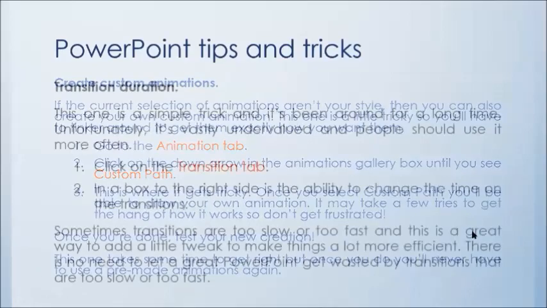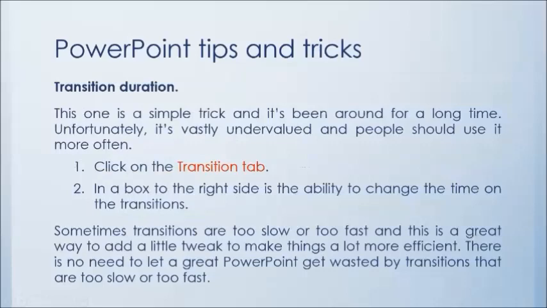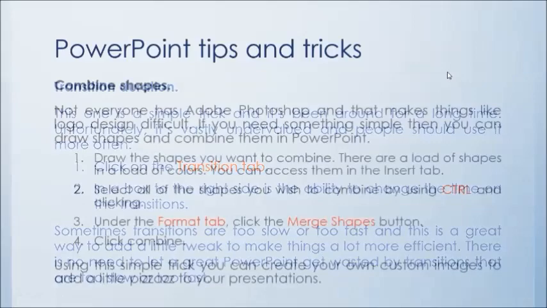You can also indicate transition duration. This one is a simple trick and it's been around for a long time. Unfortunately, it's vastly undervalued and people should use it more often. First, click on the Transition tab. In a box to the right side is the ability to change the time on the transition. Sometimes transitions are too slow or too fast, and this is a great way to add a little tweak to make things a lot more efficient. There is no need to let a great PowerPoint get wasted by transitions that are too slow or too fast.